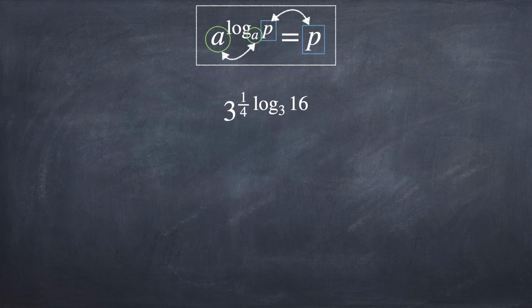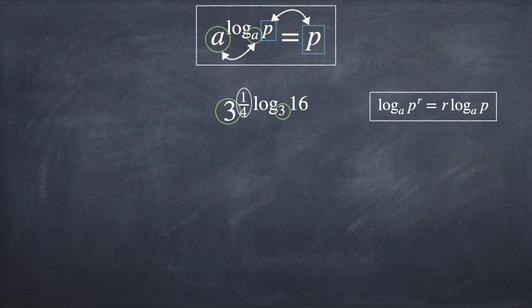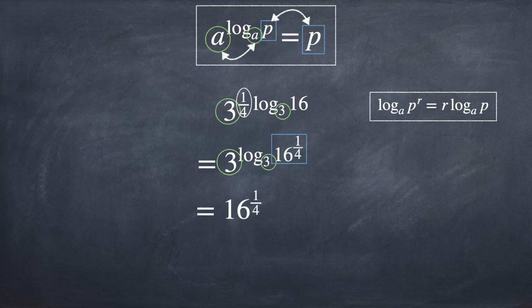In the first example, we need to simplify 3 to the power of 1 over 4 times log base 3 of 16. Here, we have the number 3 and the base of the log the same, but we have an extra term, 1 over 4. To remove it, we use another law of logarithms, which makes the term 1 over 4 become the power. Now, we have the exact form as the law above. We can further simplify it into 16 to the power of 1 over 4, or 2.